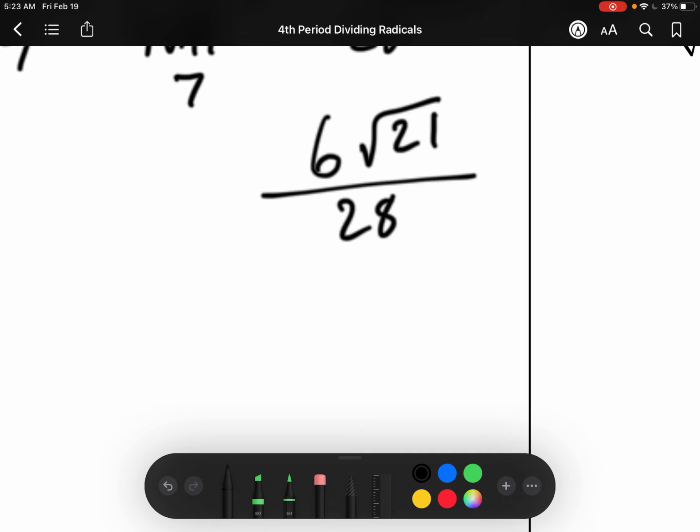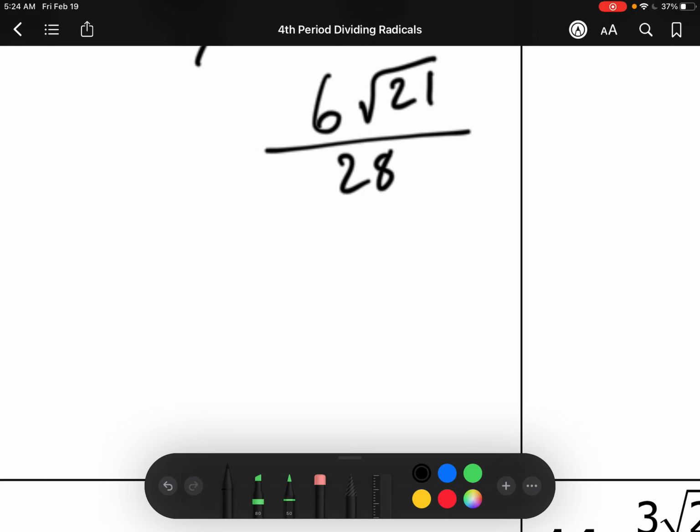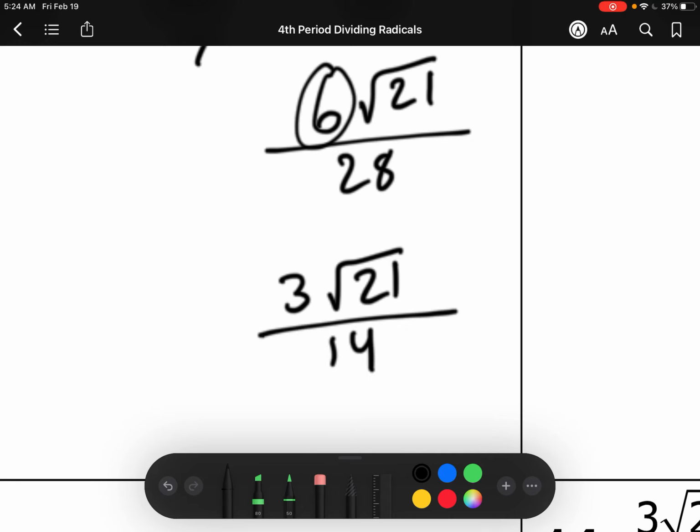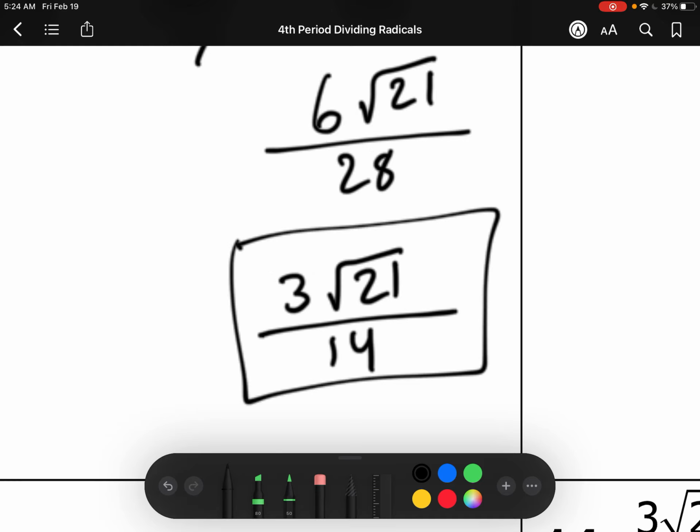Looks like we're done, but we're not yet. 6 and 28 are both evenly divisible by 2. So our final answer is going to be 3 times the square root of 21, divided by 14, right? 6 divided by 2 is 3, and 28 divided by 2 is 14. So this is our final answer here.